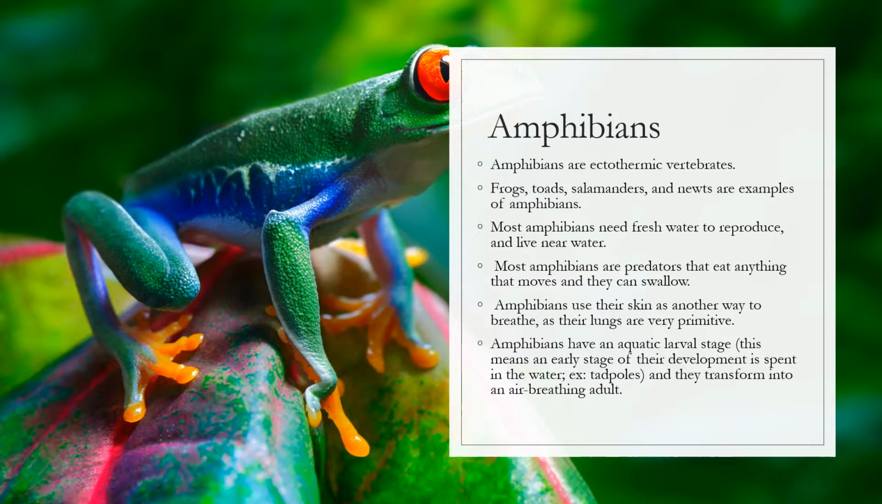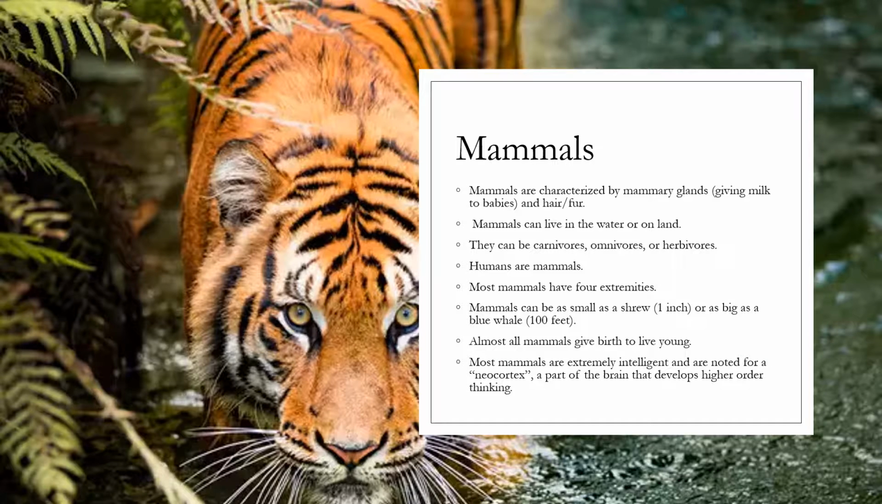Amphibians have an aquatic larval stage. This means that at an early stage of their development, they are spending it in the water. Think of tadpoles. And they then transform into an air-breathing adult. An example of this is a tadpole turning into a frog.